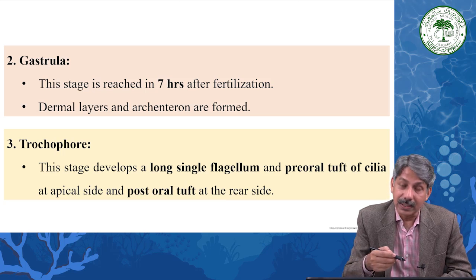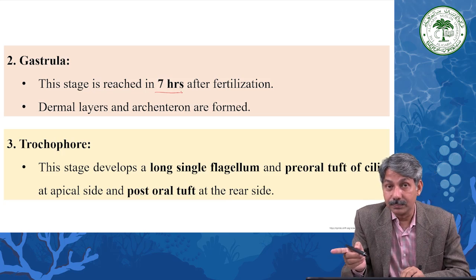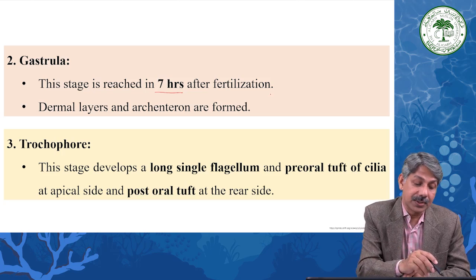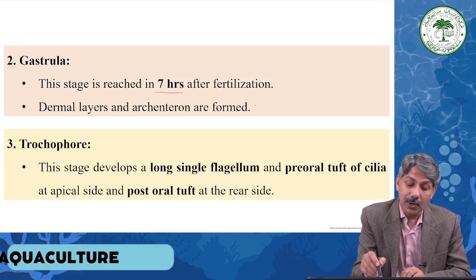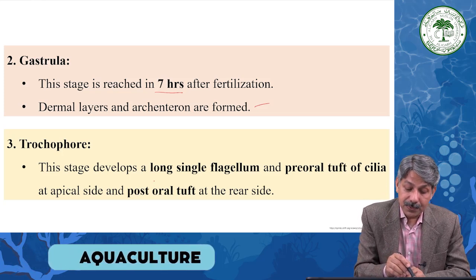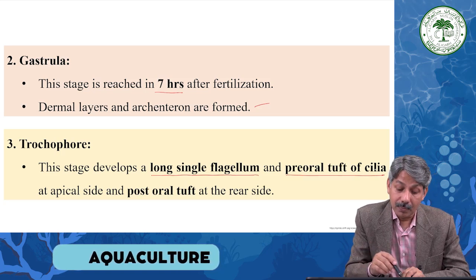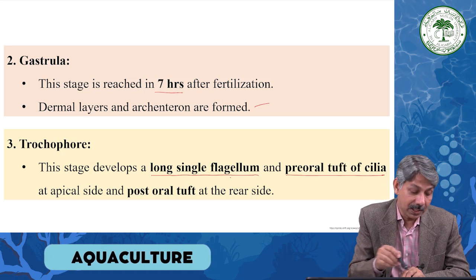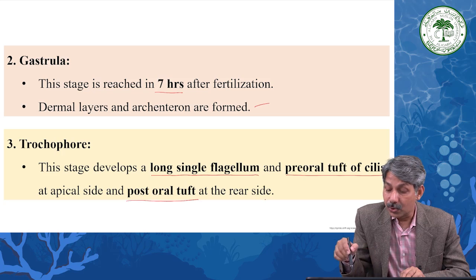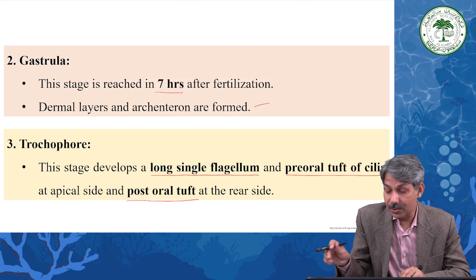Then comes the next stage, gastrula stage. This stage is reached in about 7 hours after fertilization. These durations are usually described after fertilization. Dermal layers and archenteron are formed. Then comes the next stage, trochophore. This stage develops a long single flagellum and preoral tuft of cilia. Long single flagellum and preoral tuft of cilia at apical side and postoral tuft at the rear side. So oral tufts develop and long single flagellum also develops at trochophore stage.